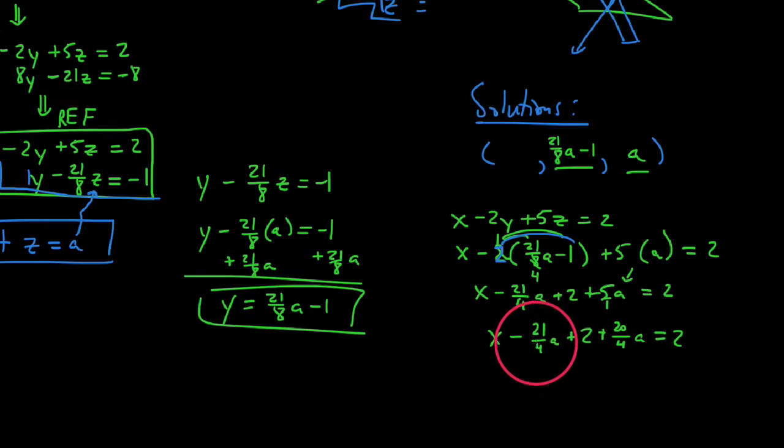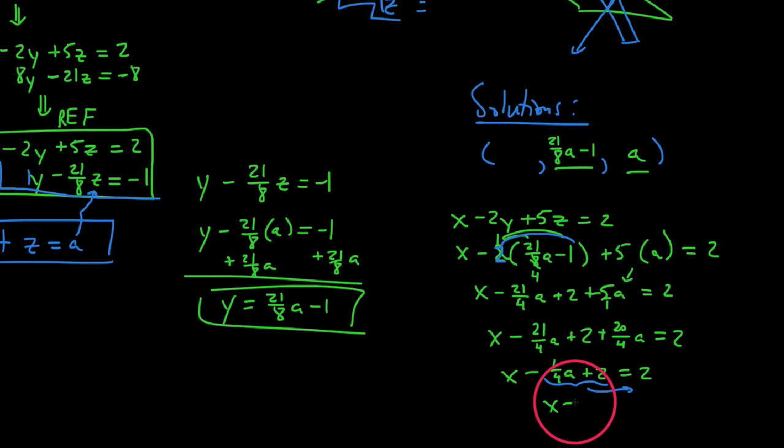And if I were to put -21/4 with +20/4, we should just get a -1/4 a, and this is plus 2, and this equals 2. So now the only thing I'm responsible for doing is putting these to this side. So that means I would subtract 2 from both sides.